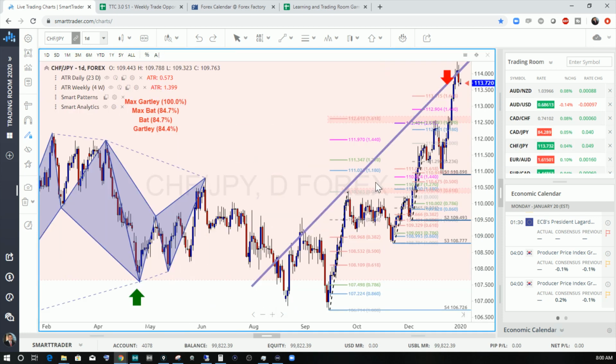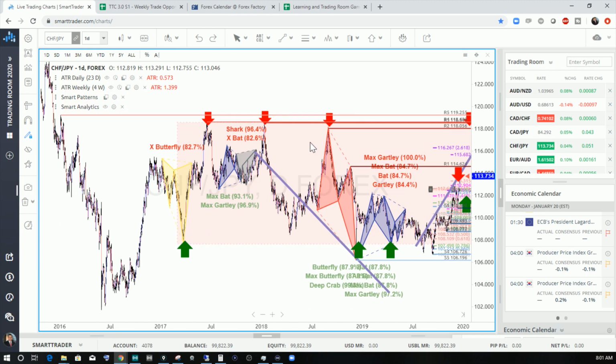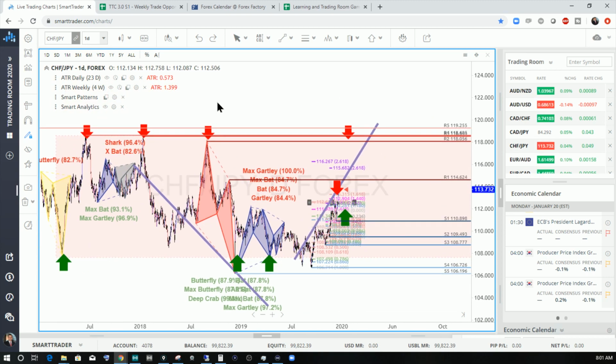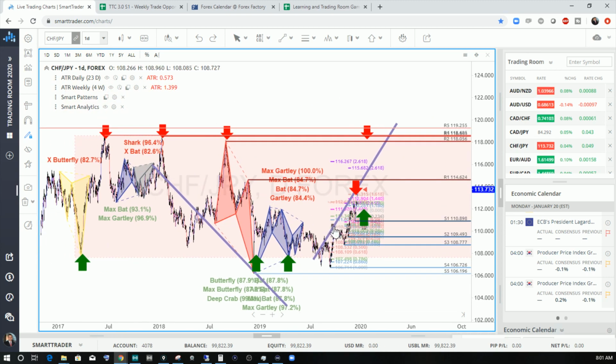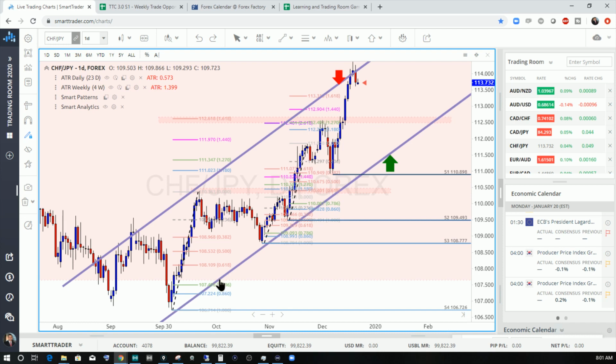Swiss JPY traders, we are at the top of that range right here. Take a look here. Oh, my bad. We're actually not at the top of the range. We're heading to the top of the range. So we're looking for this type of reaction. We're at the top of the channel. All right, so we're at the top of the channel. We're expecting price to move down.